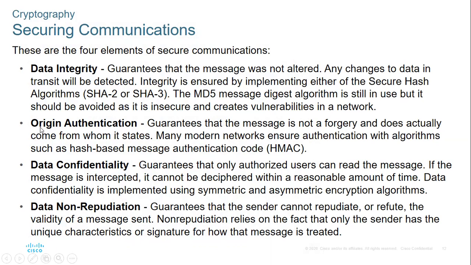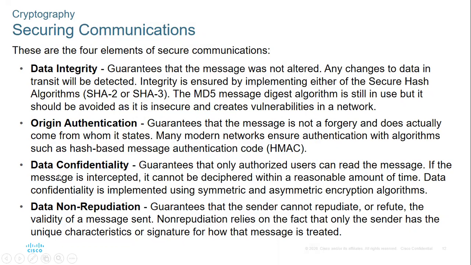Then we have origin authentication, which guarantees that the message is not a forgery and does actually come from whom it states. For origin authentication, we can use the hash-based message authentication code. The only difference between SHA-2 and SHA with HMAC is that HMAC includes the use of a key.